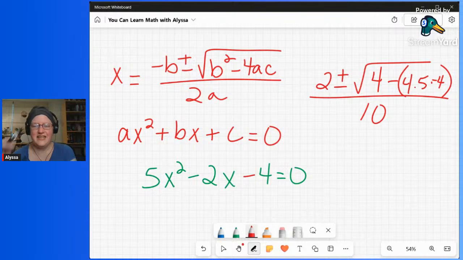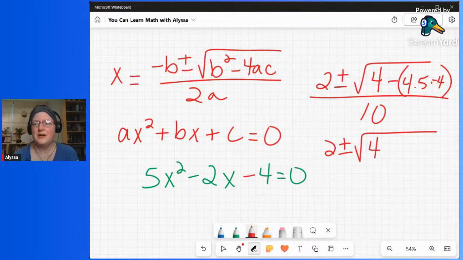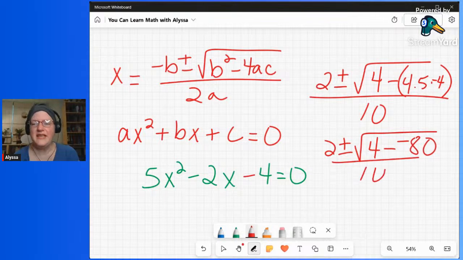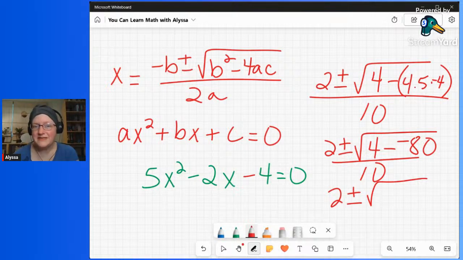Did I get all that right? Let's make sure we've done our math correctly. 2 plus or minus the square root of 4 minus 4 times 5, which is 20. 20 times negative 4 is negative 80, all over 10. So 2 plus or minus the square root of 4 minus a negative 80, which is 4 plus a positive 80. So 84, all over 10.